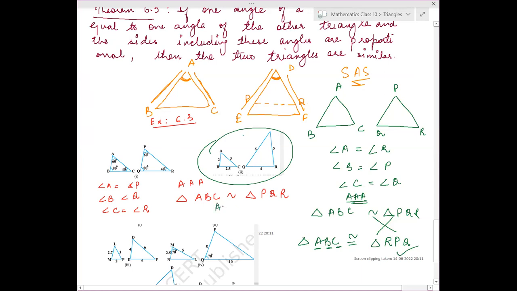Now, again, what is the method of writing? Since you are checking that AB upon, what was that? QR. AB upon QR is equal to 2 by 4. That is 1 by 2. All right. Now, AC upon PQ. PQ, right? So this is 3 by 6. This is also 1 by 2. And similarly, your BC upon PR is also 1 by 2. Yes, Amna?